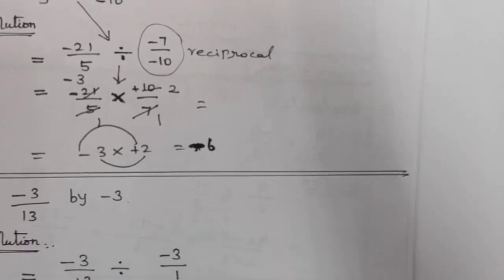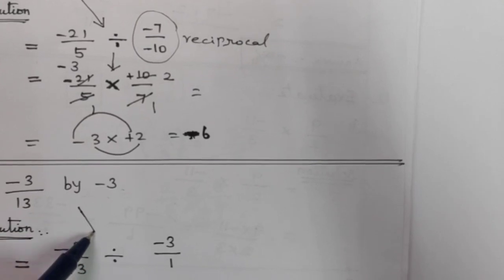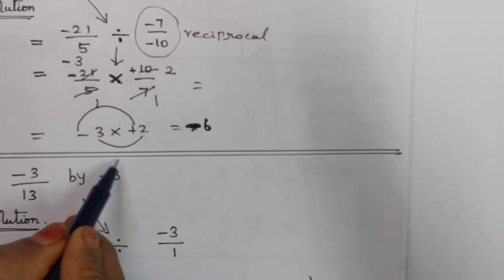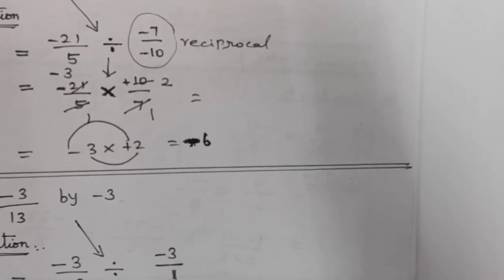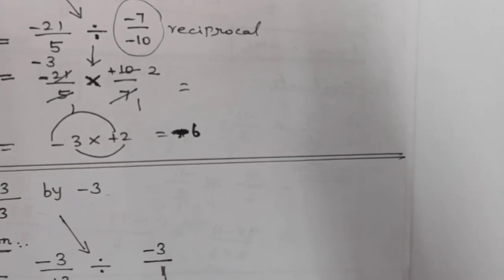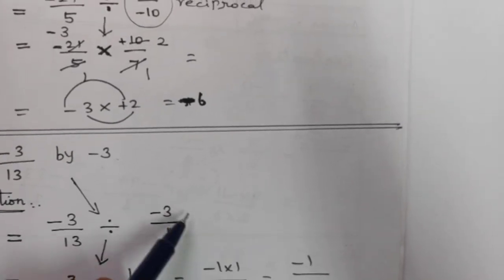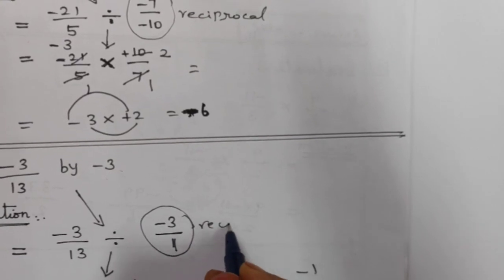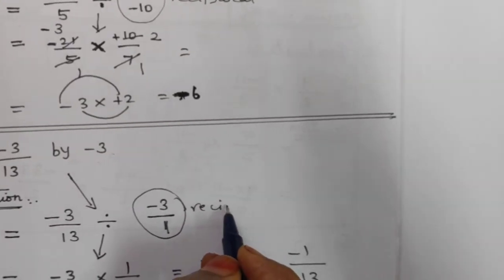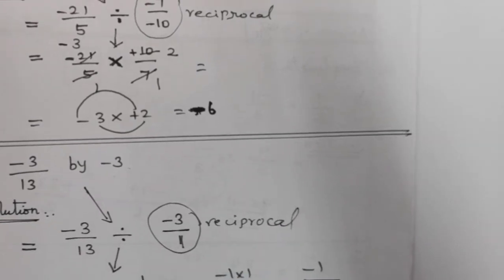Solution: minus 3 by 13. Instead of the division symbol, what do we write? Next is the whole number. You write it as a rational number: minus 3 by 1. Now division changes into multiplication, and you write the reciprocal of the second fraction. The reciprocal of 3 by 1 equals what? 1 by 3.